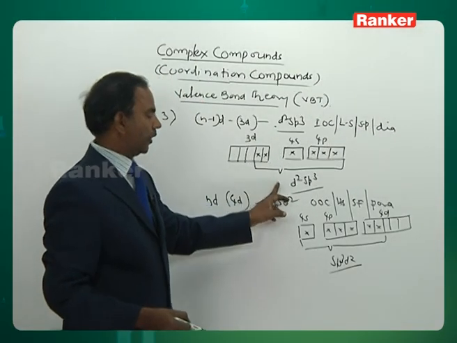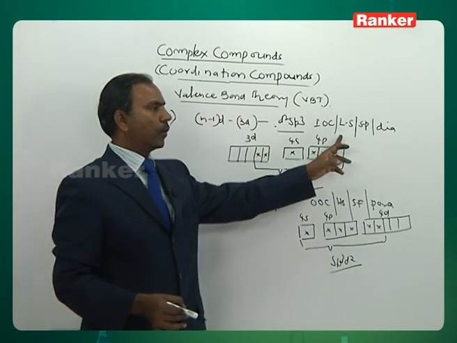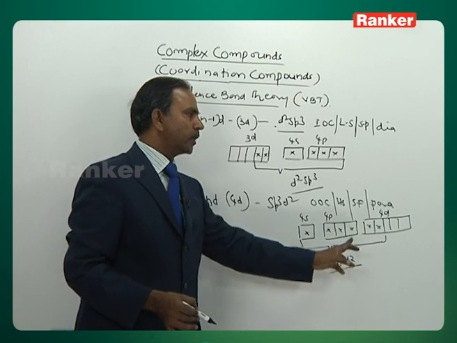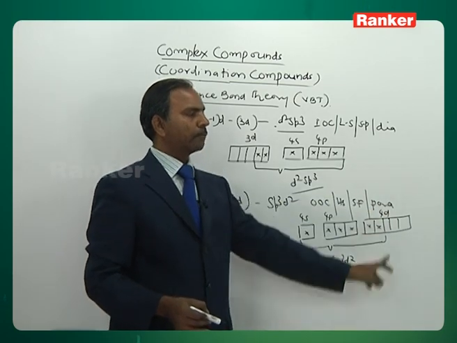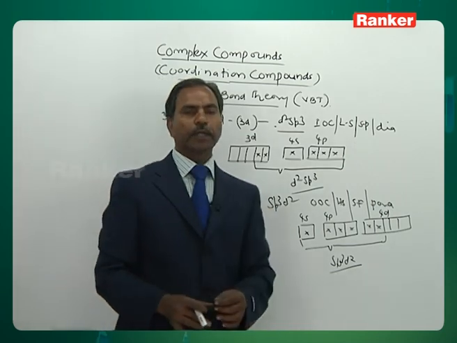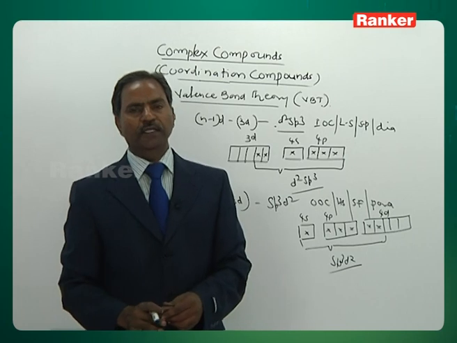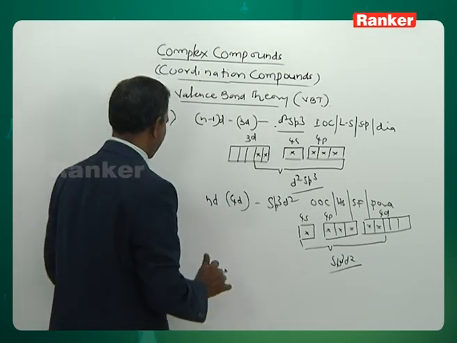This is d2sp3, this is sp3d2: inner, outer; low spin, spin paired, high spin, spin free; it is diamagnetic, it is paramagnetic. According to this type of hybridization, we can decide whether a complex is an inner orbital complex or an outer orbital complex.